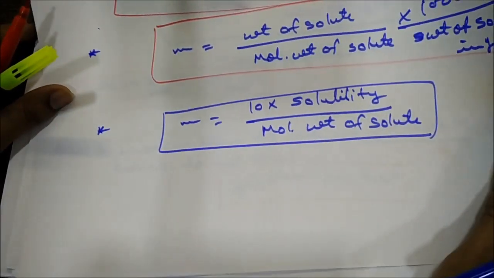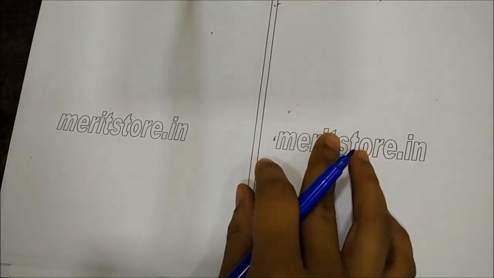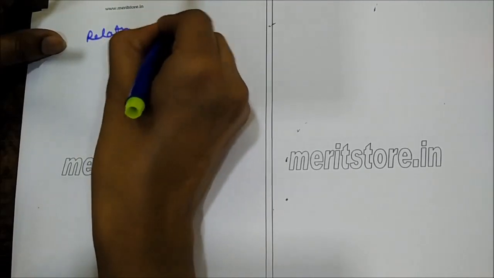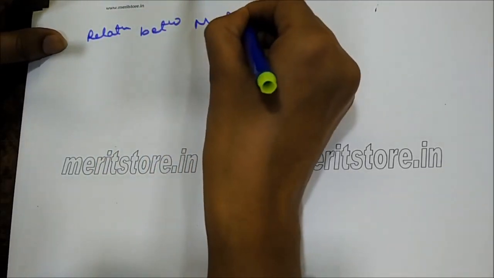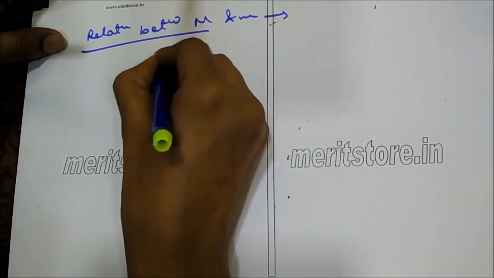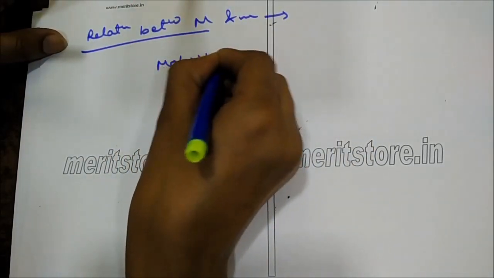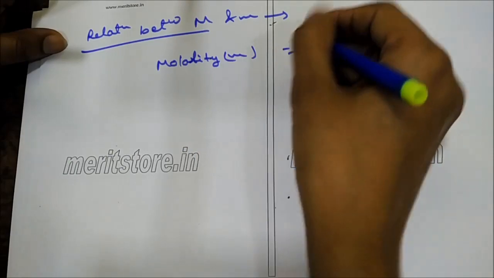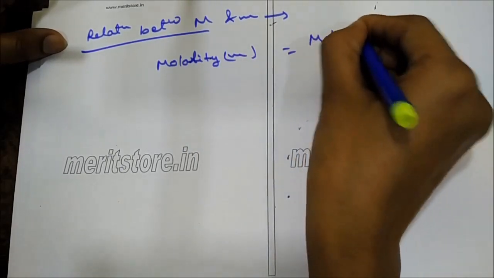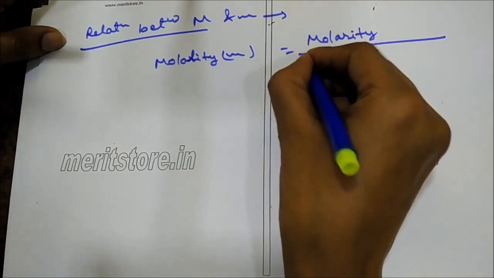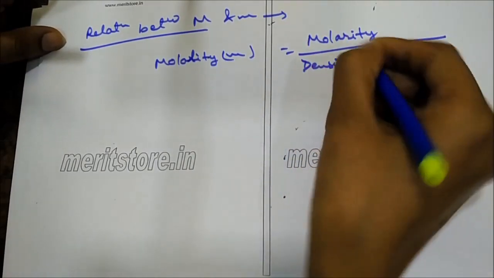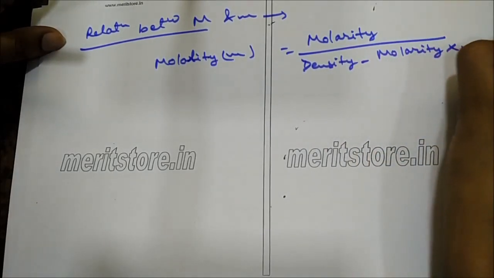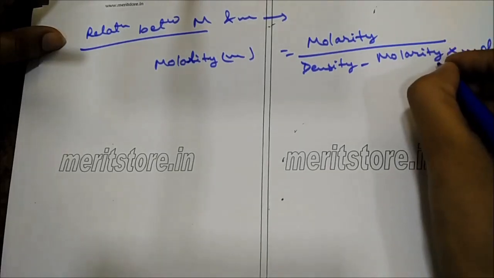Now the relationship between molarity and molality. The relation between molarity and molality is: molality m will be equal to molarity divided by density minus molarity into molecular mass divided by 1000.